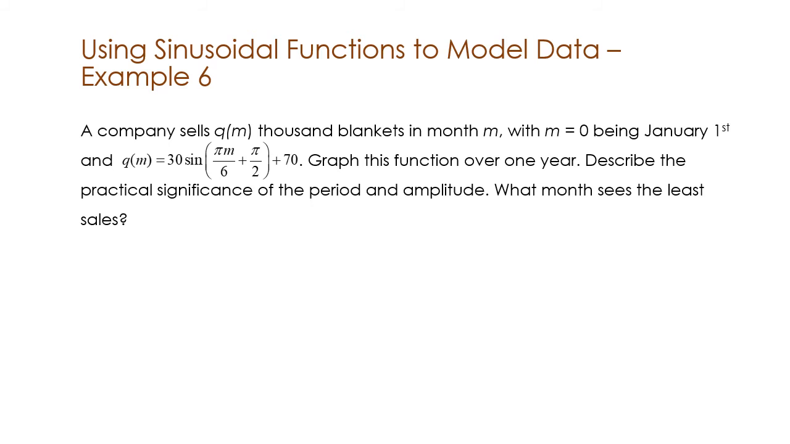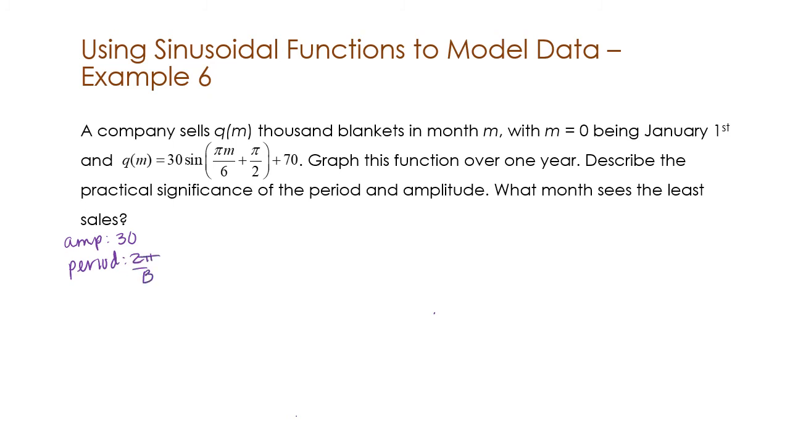So if we have an example here where a company sells Q(M) 1,000 blankets in a month M, with M equals 0 being January 1st, and there's the formula. If we had to graph this over 1 year, we're going to do all of the same things we've already learned. So our amplitude is 30. Our period is 2 pi over b.